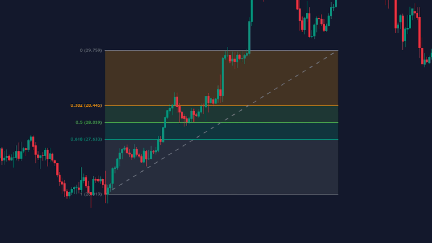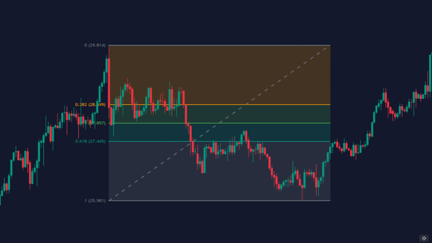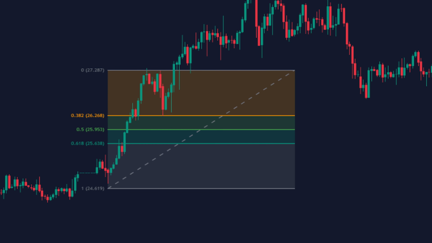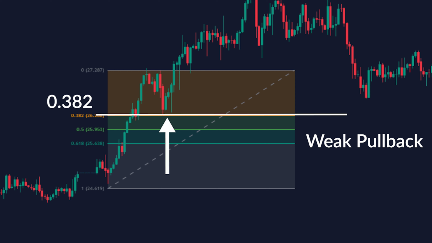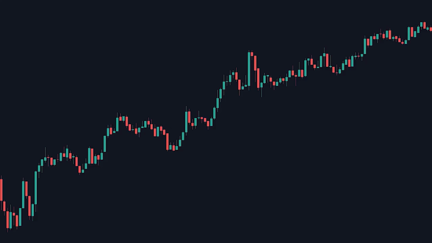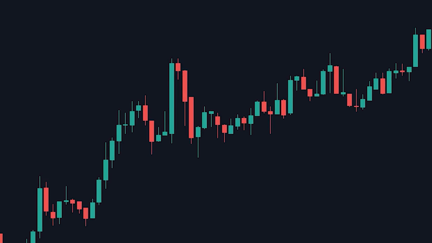So how we are going to decide if a pullback is strong or weak is by these lines. Let me show you an example. So the first thing we want to do is put our lower line on the lowest low and then drive the upper line to the highest high. So in this example, we are going to be looking for a long trade. We will consider a pullback weak if the price dips above the 0.382 level. If the price dips below the 0.382 level, it's a strong pullback. So like we were saying before, the weaker the pullback, the better.